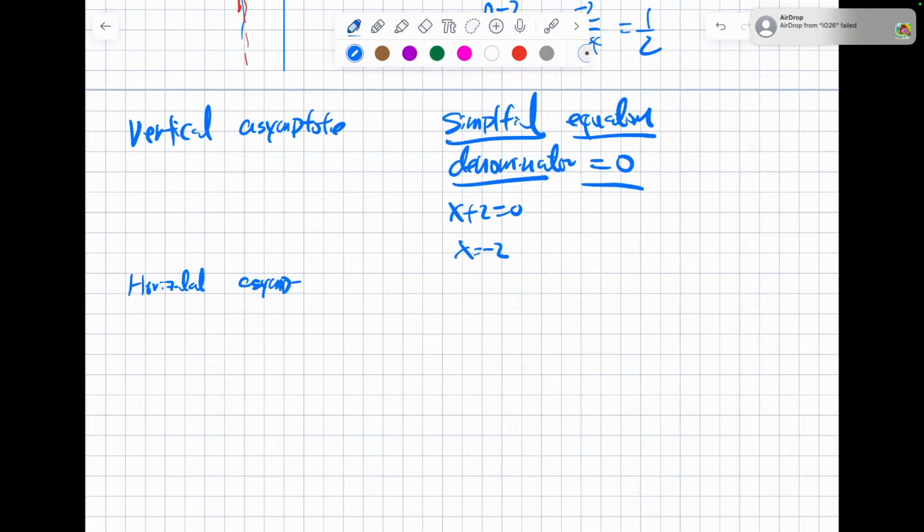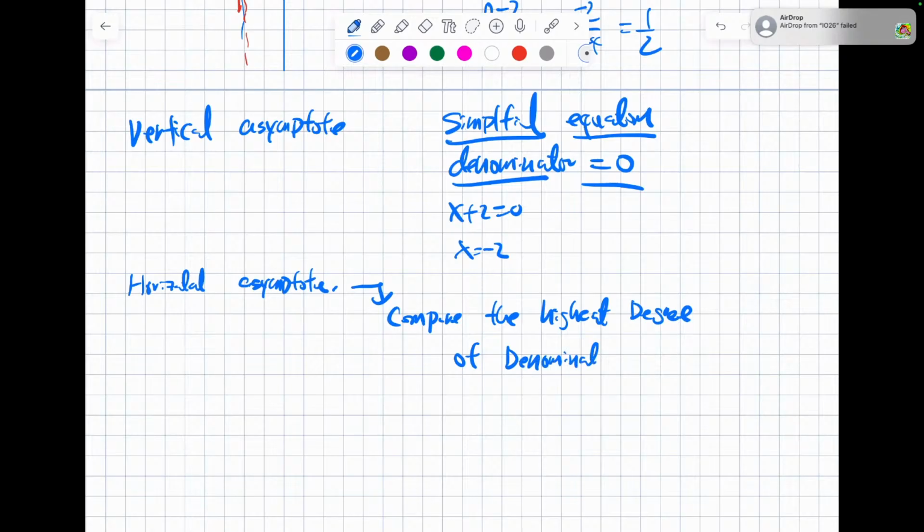Does anybody remember how to find horizontal asymptote? It's not the numerator. It's comparing the degrees. So we're going to compare the highest degree of the denominator versus the numerator of a rational function.